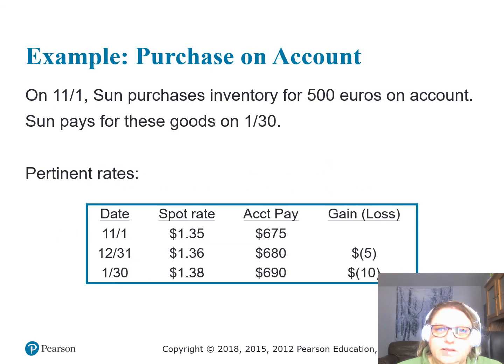All right, purchasing on account, here's an example. And this is where you get into the homework, the spot rate, and the accounts payable, right? As the spot rate increases, the accounts payable increases, and you have a loss because you have increasing accounts payable.